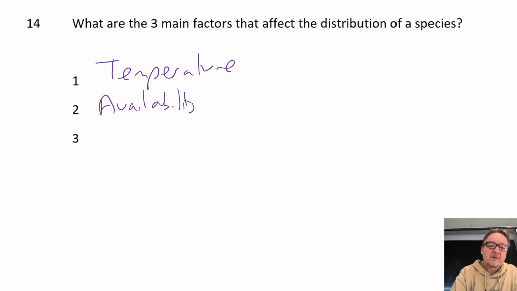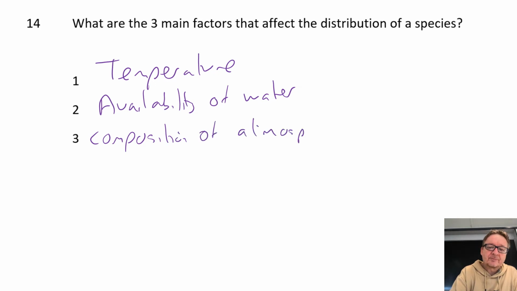Availability of water. Most animals are around water holes or in very, very close vicinity of water holes in places like Africa because of the temperature. Composition of atmospheric gases.